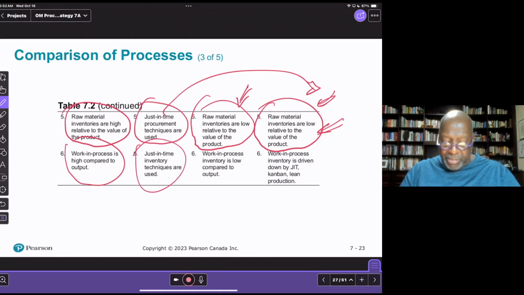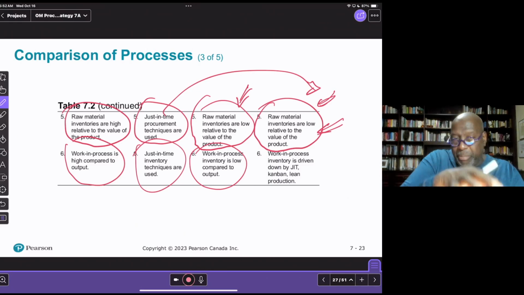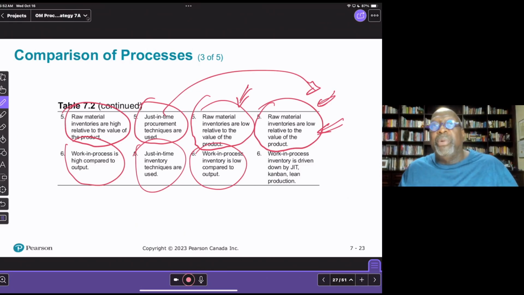You could use just-in-time techniques. Work in process inventory generally tends to be low when it comes to product focus. And remember what work in process inventory is: the inventory that is in process, not complete yet. So if you're producing chips, for example, you don't have one stage where we half fry the chip and then later on finish it up. If you did that, where you half fry the chip and then store it somewhere and then finish it up, then that half fried chip would be work in process.